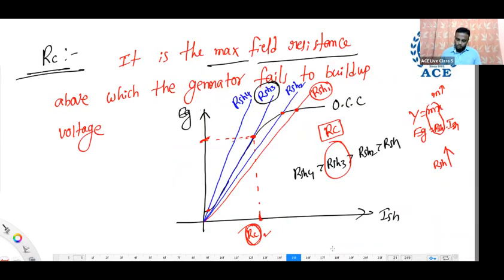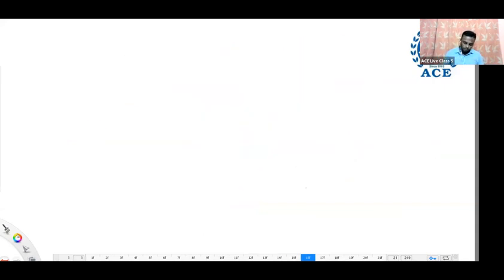Next, fourth condition. Write the condition first, then we see what it is. Fourth one: the speed of the generator. EMF depends on speed also, no? So if you rotate at any speed, will EMF come? No. There is some minimum speed. That speed you have to rotate.